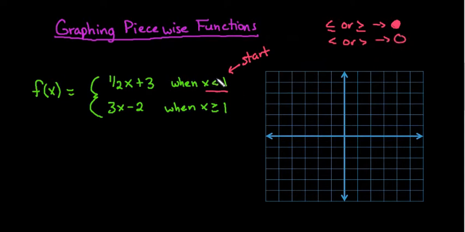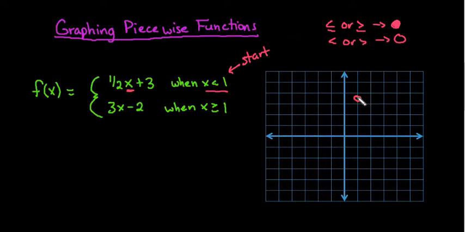So for this one, what we're going to do is plug 1 in for x here. Okay, so if I do that, 1/2 times 1 gives me 1/2, plus 3 gives me 3.5. So my first starting point, when x is 1, my y coordinate is 3.5. So I would go up 1, 2, 3 and halfway up, and then I'm going to put an open circle there because it doesn't include this point, just everything up to that point.